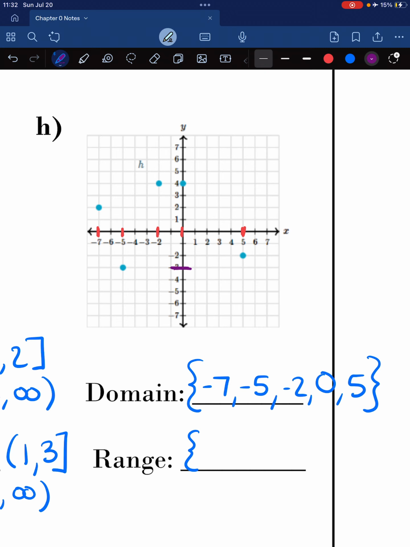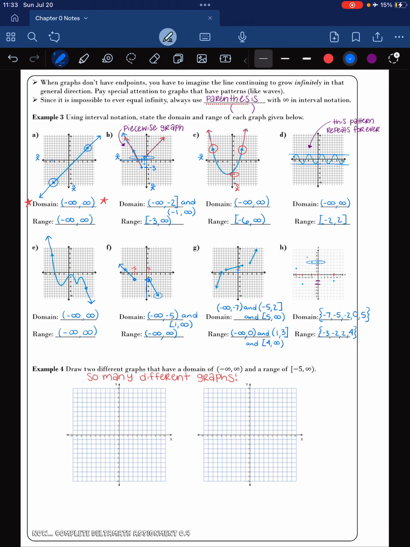Okay, I'll do the same thing for the y values. I'll start at the bottom and just list every single one that I see. So I see -3, -2, so let's start listing those. -3, -2, 2, and then I have 2 of them up here at 4, but I only have to list it once because it's just telling me all the possible y values, and one of the possible y values is 4, and I see it twice, but we just have to list it the one time.